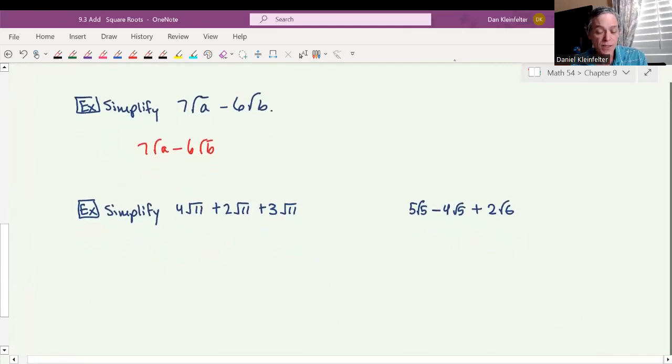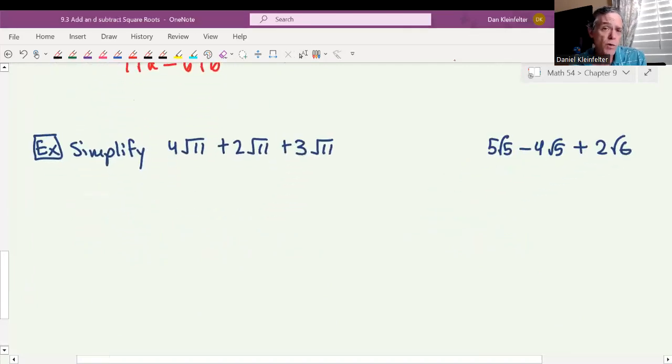Okay, let's try some more. 4 square roots of 11 plus 2 square roots of 11 plus 3 square roots of 11. Just as if you had 4 sticks of gum and 2 sticks of gum and 3 sticks of gum, how many sticks of gum is that altogether? Well, that's 9 sticks of gum, or square roots of 11 in this case.